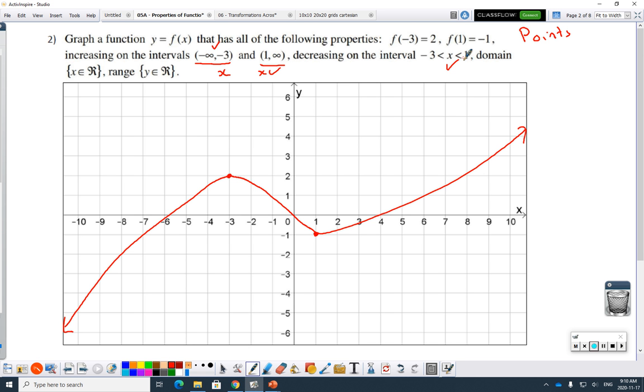Oh, I got that, yeah. It's going on forever in both directions. I put arrows in the end. Maybe that reminds you to put arrows in the end. And range y element of reals. Oh, I got that too. So sometimes you get lucky and you're like, oh, so that's it. That's all I got to do.